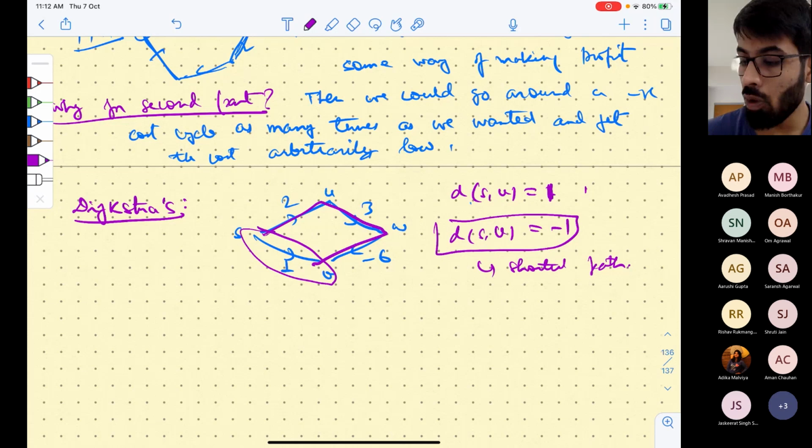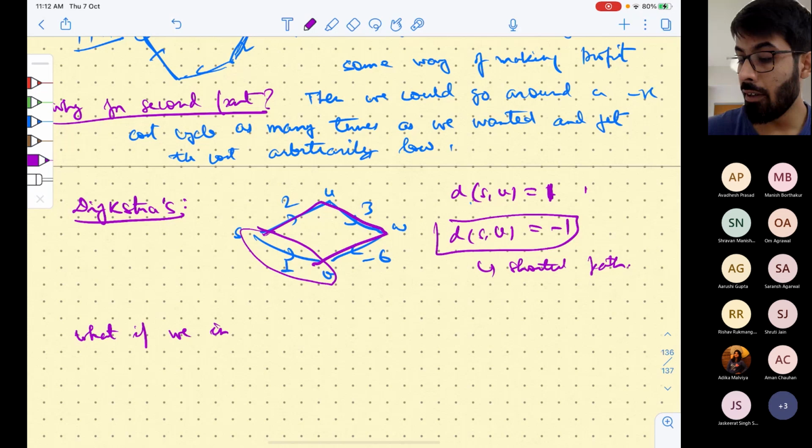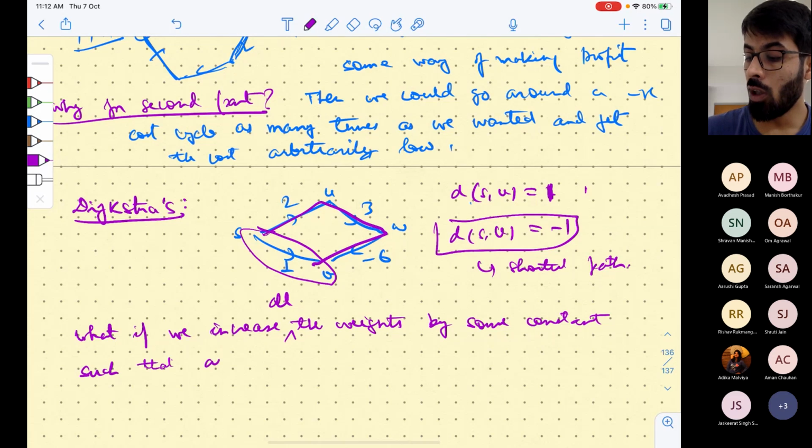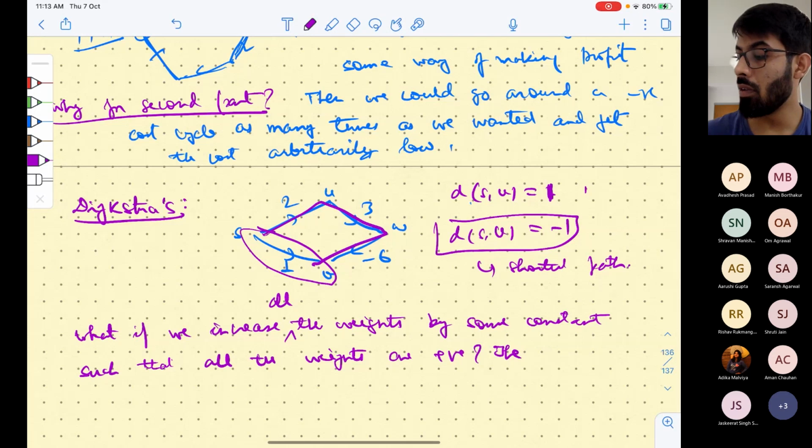Another way one can approach this is, okay, what if we increase all the weights by some constant, such that all the weights are positive, and then use Dijkstra's?